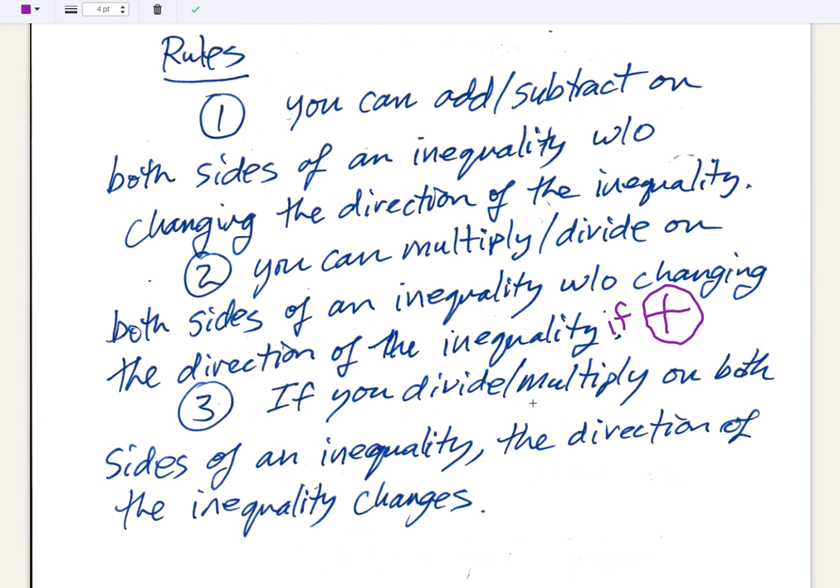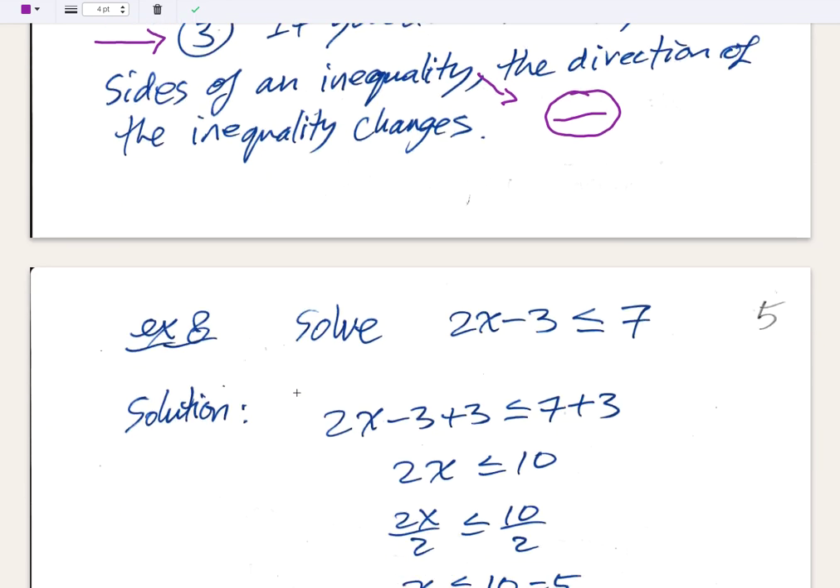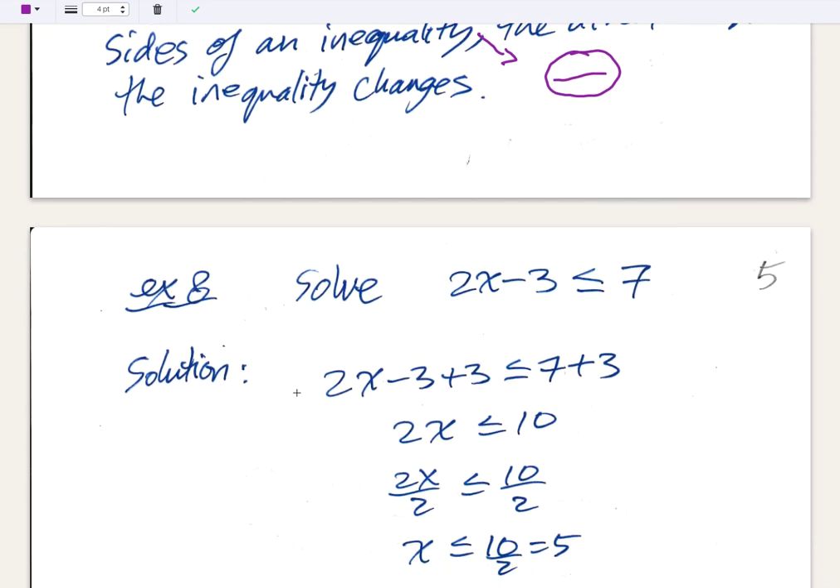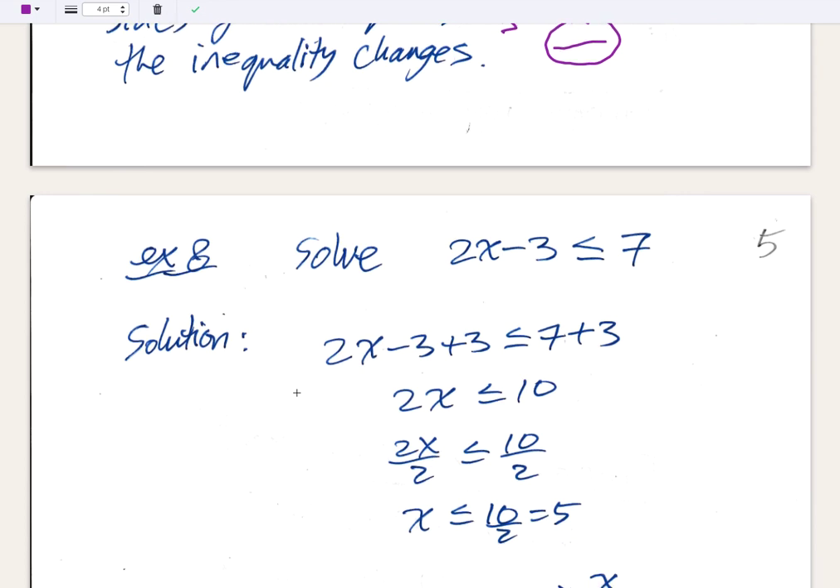However, if you divide or multiply on both sides of an inequality by a negative number, remember this, then the direction of the inequality changes. So it's only this third case that's kind of weird. If you're dividing or multiplying by a negative number on both sides of an inequality, that will change the direction of the inequality. Well, let's just use these rules to solve some simple inequality problems and write our answers in interval notation.